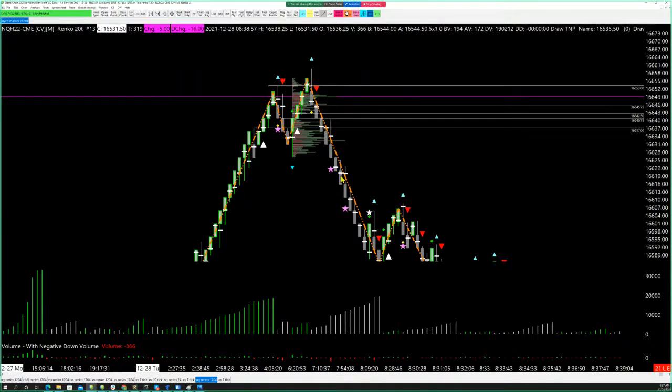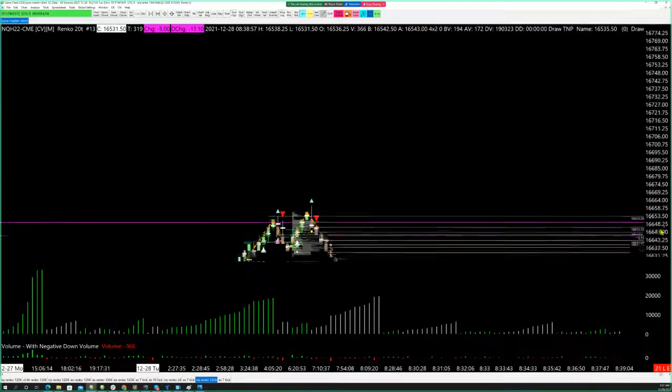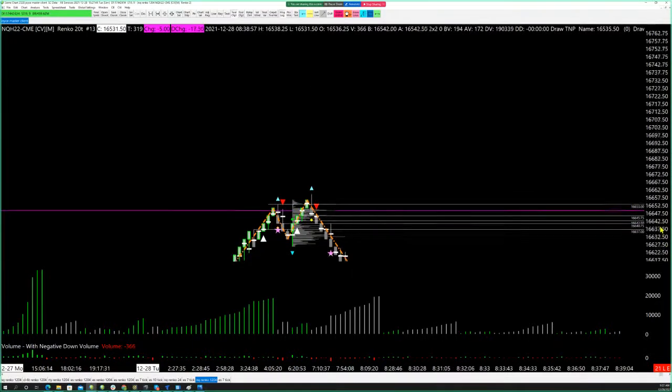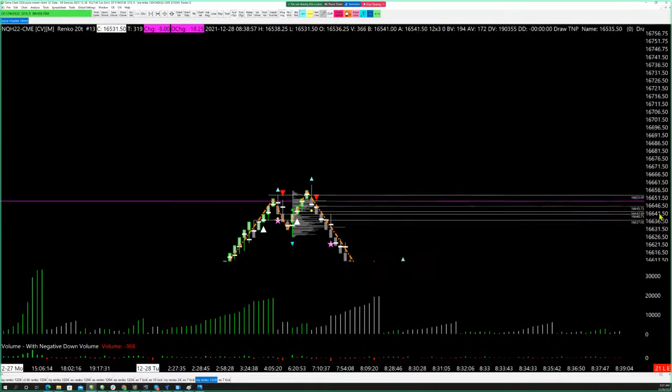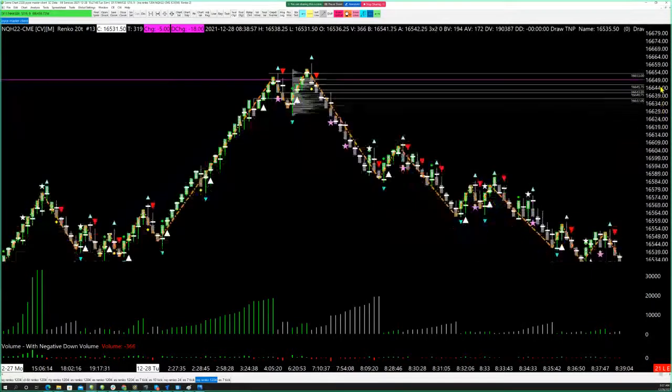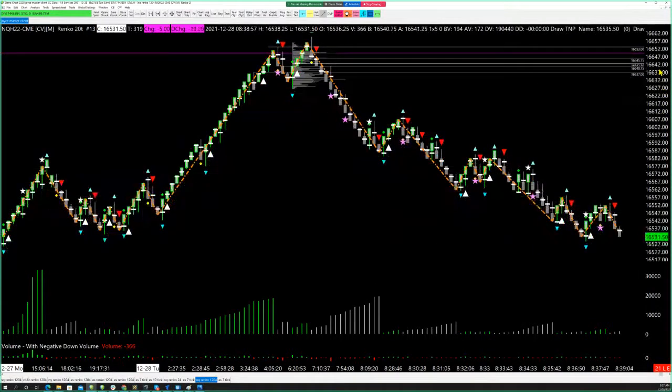There's 1, 2, 3, 4 different methods you could have used to get short up there, or combine them all in one area, and all of that would have combined for a trade of over 100 points, or $2,000 a contract, off the 20 range, right? Just depends on how you want to attack.